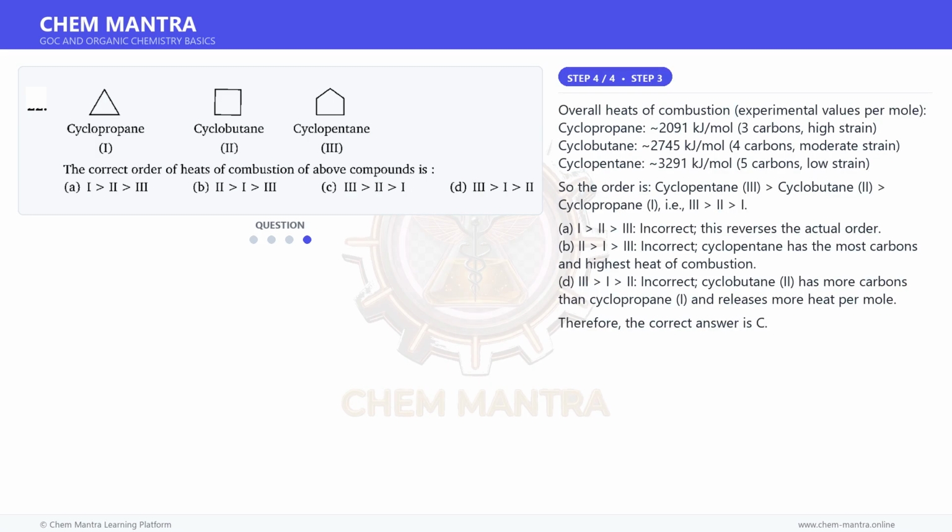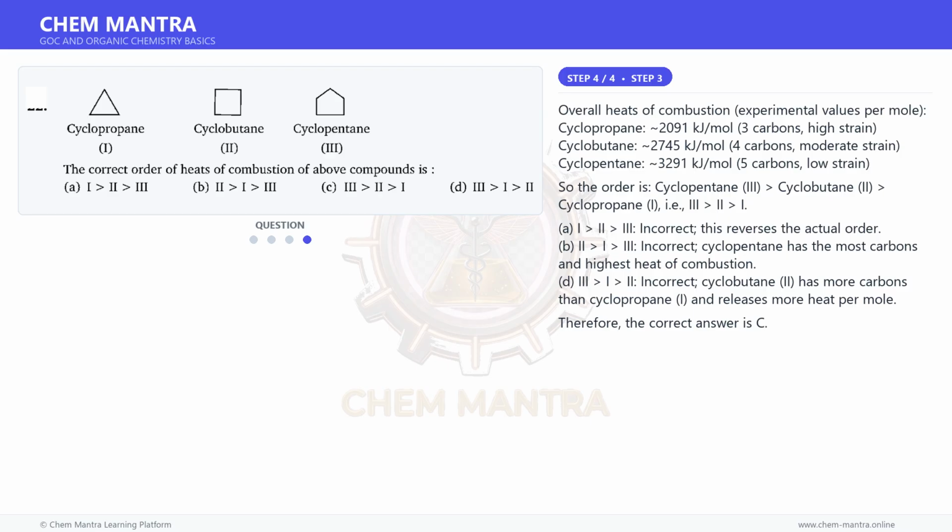And for the final step, overall heats of combustion, experimental values per mole. Cyclopropane, 2091 kJ/mol, 3 carbons, high strain. Cyclobutane, 2745 kJ/mol, 4 carbons, moderate strain. Cyclopentane, 3291 kJ/mol, 5 carbons, low strain.